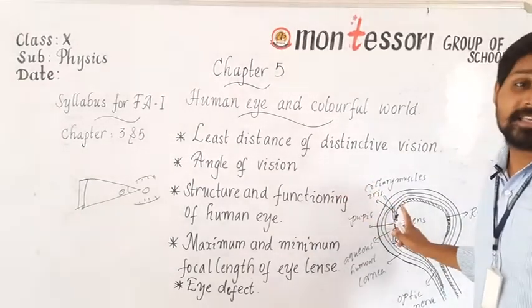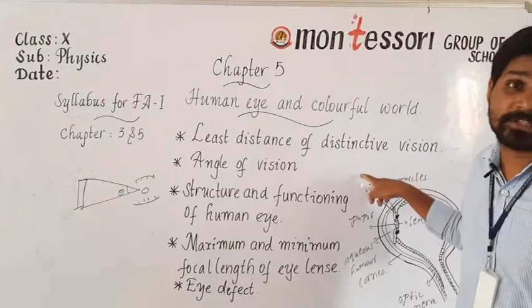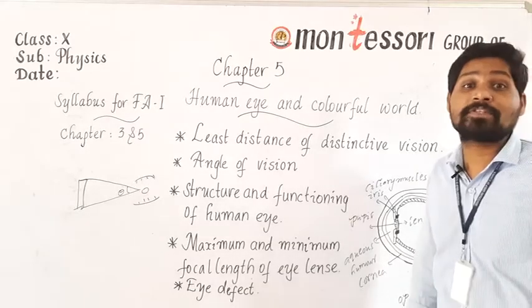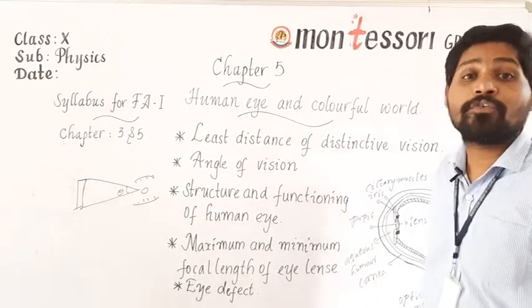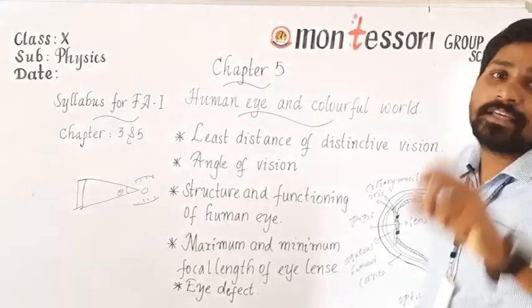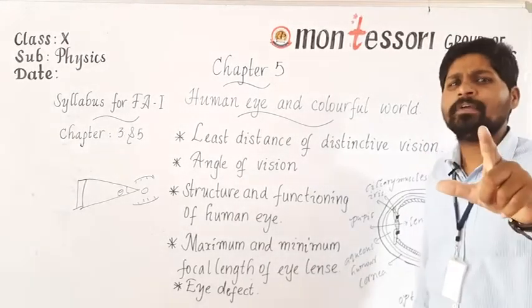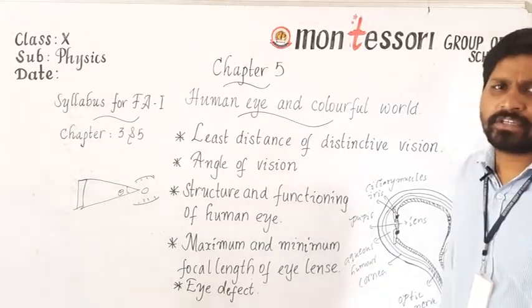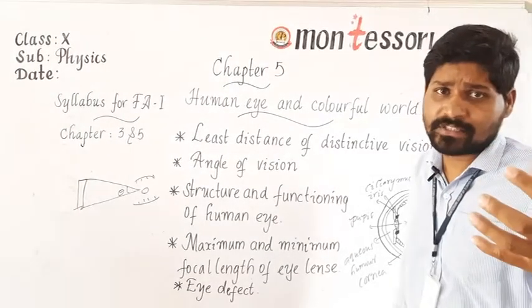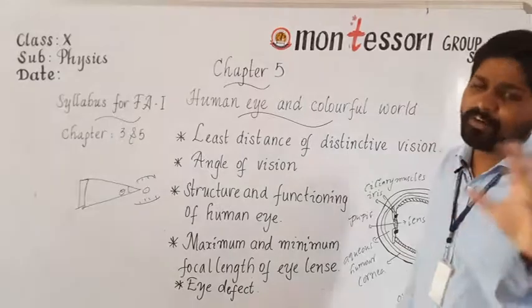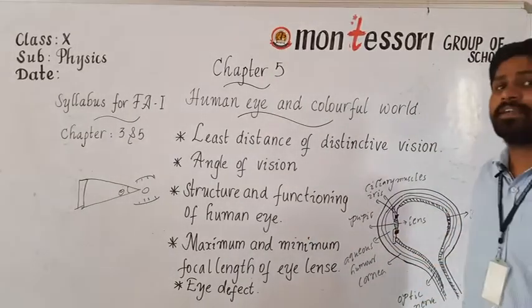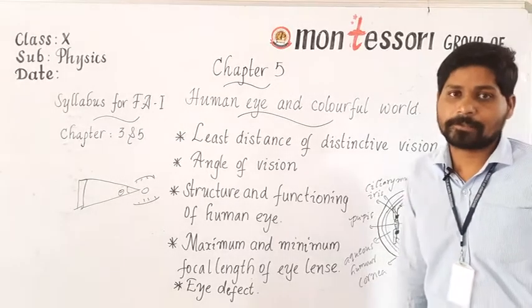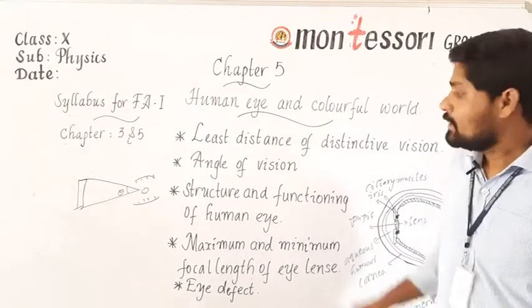Generally, eye lenses are attached to the ciliary muscles. These ciliary muscles help the lens to change its focal length by changing the shape of the eye lens. If you change the shape, automatically the radius of curvature changes. If the radius of curvature changes, focal length changes. So wherever you place the object in front of the eye, the image distance is always constant, equal to 2.5 centimeters. Is it clear?